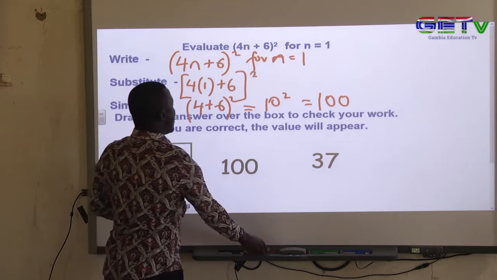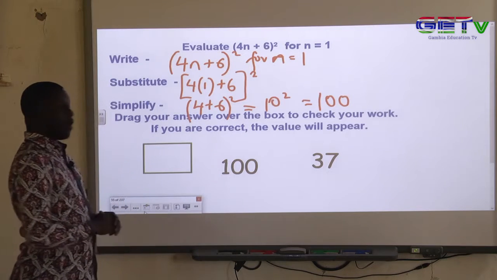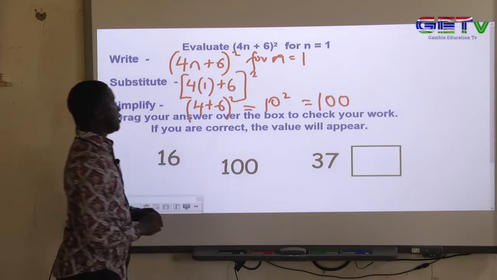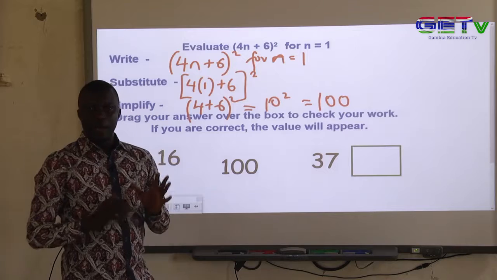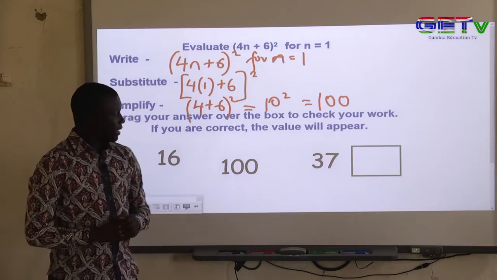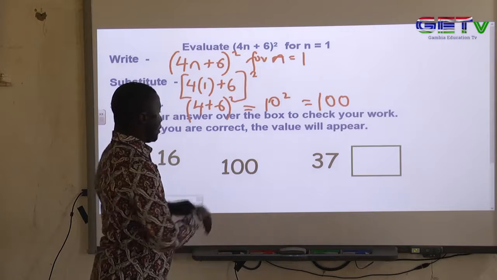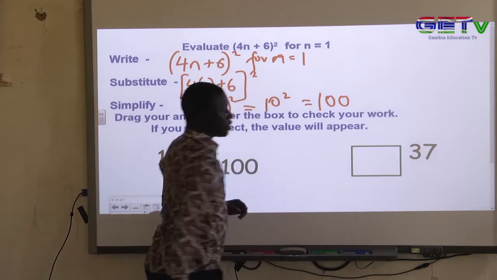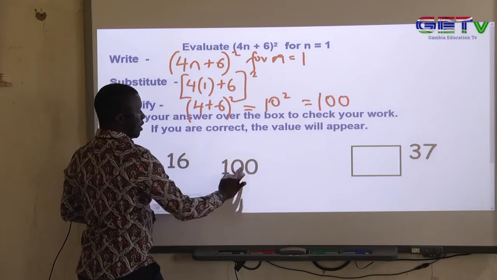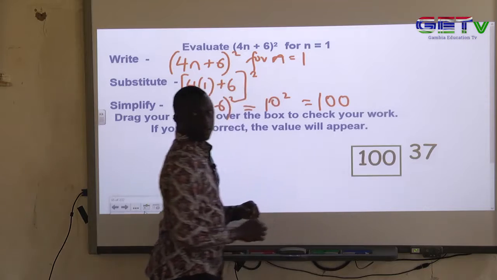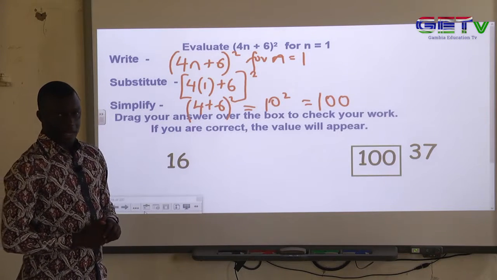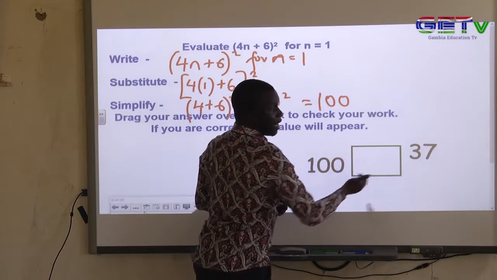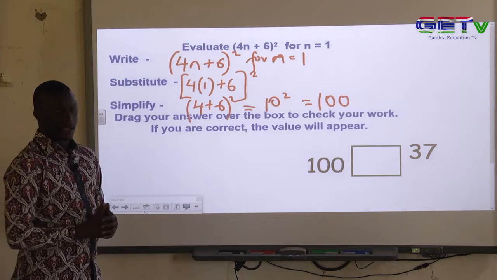Okay. So drag your answer over the box to check your work. There's a magic box here. Let me move it over here. If you are correct, your value will appear. We have three numbers here: 16, 37, 100. We drag 37 to the box. It doesn't show, which tells us that 37 is not correct. We drag 100 to the box, and it shows. This tells us that 100 is the correct answer, as we have proven it here. Yet again, we drag 16 to the box, and it doesn't show, which tells us that 16 is not the correct answer.